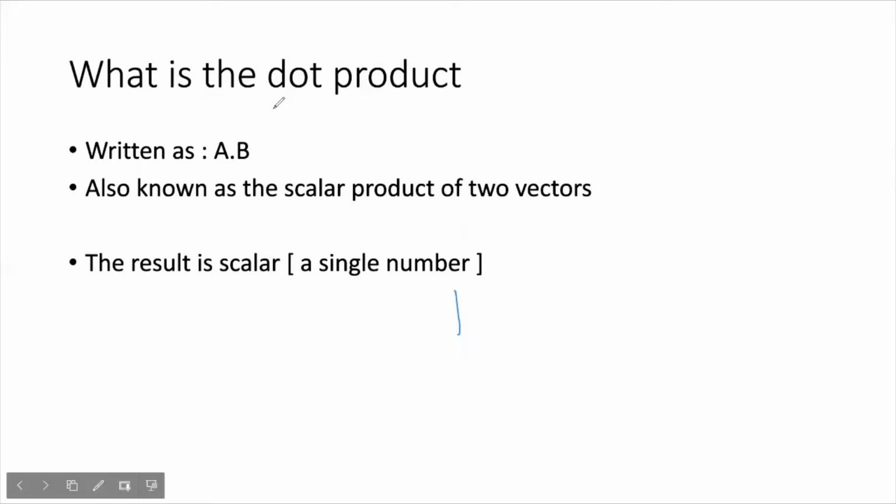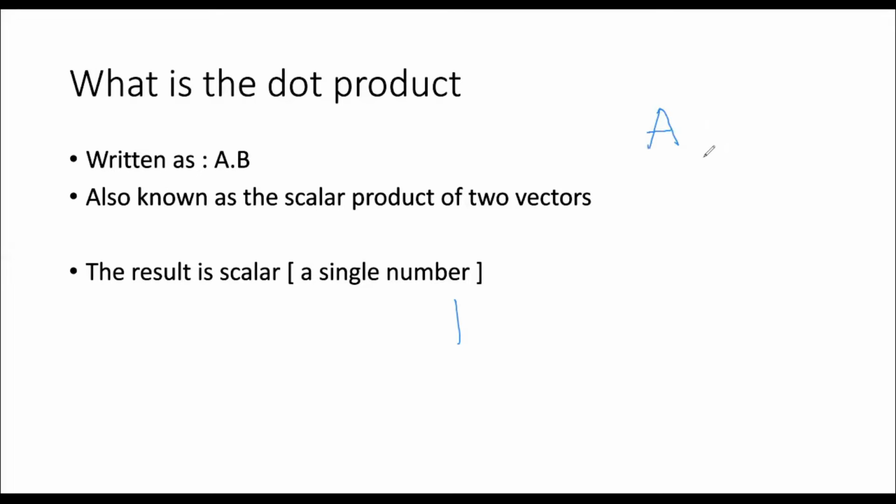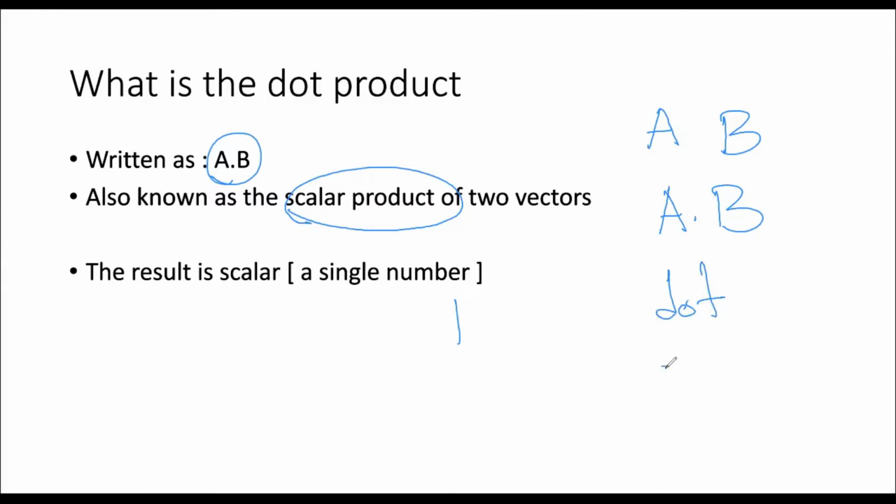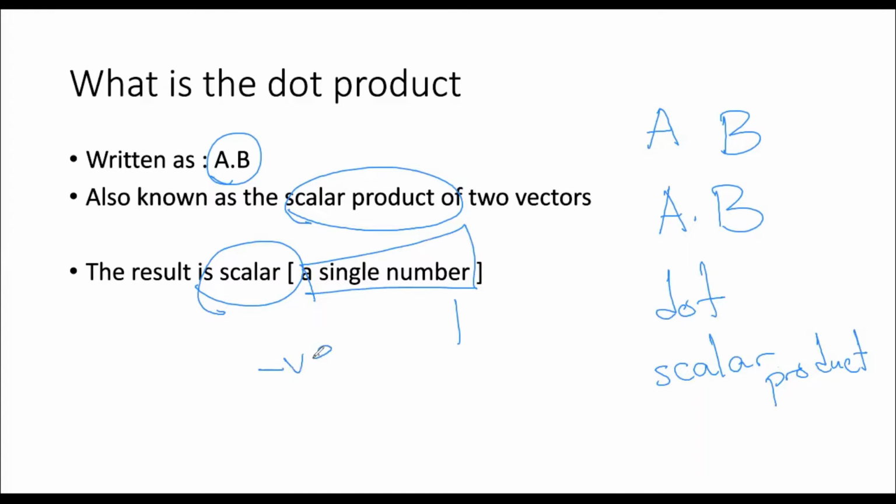All right, so imagine we have two vectors A and B. The dot product is written as A dot B, and it is also known as the scalar product of two vectors. So we can call it the dot product, or we can call it the scalar product. This is because the result is a scalar. It just gives us a single number. It can be negative, positive, or sometimes zero. But the idea is that it gives us a scalar.